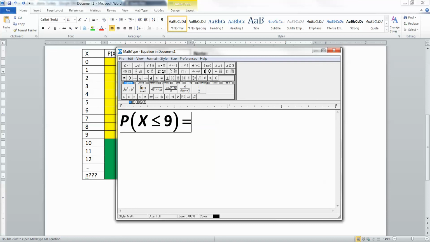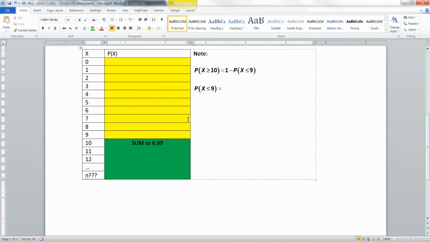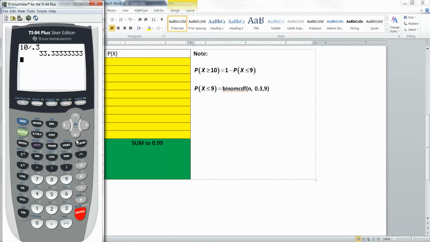Is equal to, and now it's different for the computer programs. So in the calculator, it's binom CDF, because you want to add them. Now you tell it the n, and here's the kicker: you're going to make stuff up. So n, but 0.3 is set, comma 9 is set, because we know we want it to be equal to 9. And what you do is you fiddle around with it until you find the one you want.